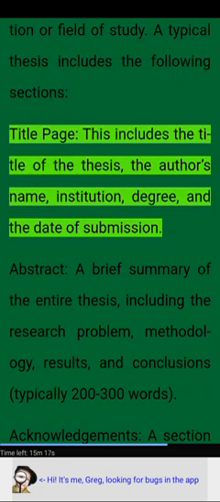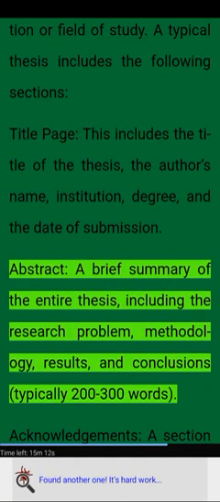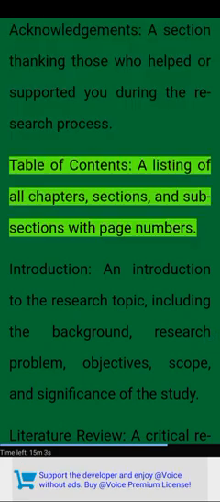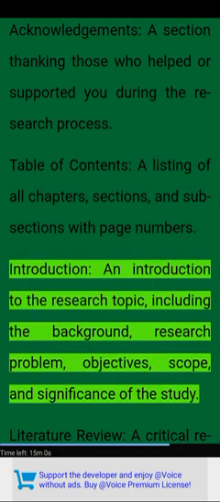Title page. This includes the title of the thesis, the author's name, institution, degree, and the date of submission. Abstract. A brief summary of the entire thesis, including the research problem, methodology, results, and conclusions, typically 200 to 300 words. Acknowledgements. A section thanking those who helped or supported you during the research process. Table of contents. A listing of all chapters, sections, and subsections with page numbers.